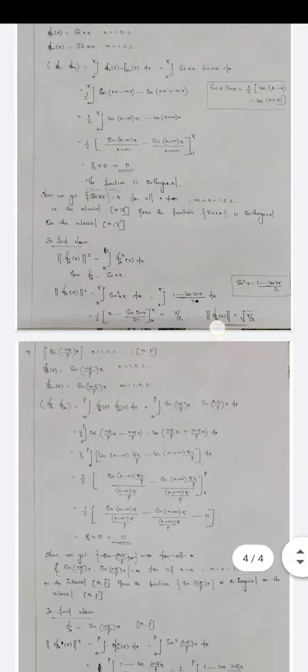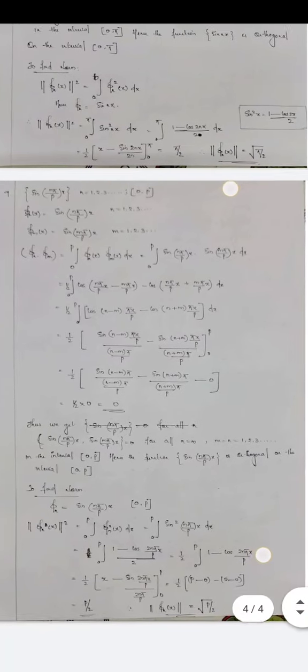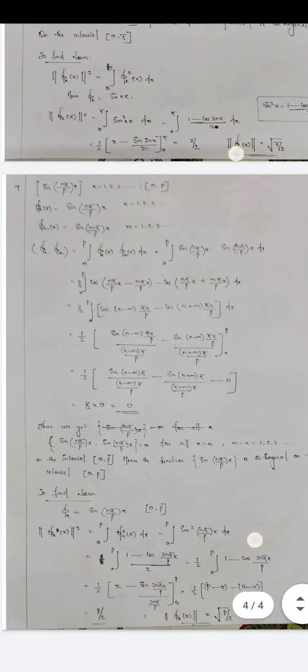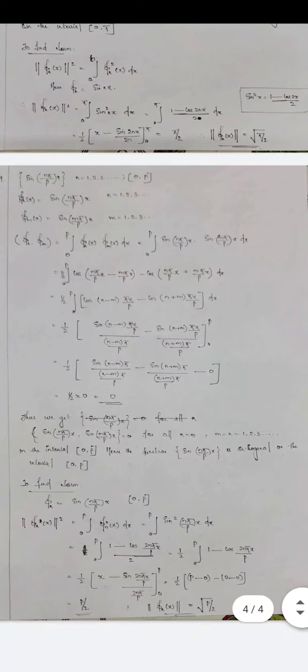Similarly, we have the next question, that is the ninth question. We need to prove it in a similar way. So the ninth question is sin(n pi x by p).